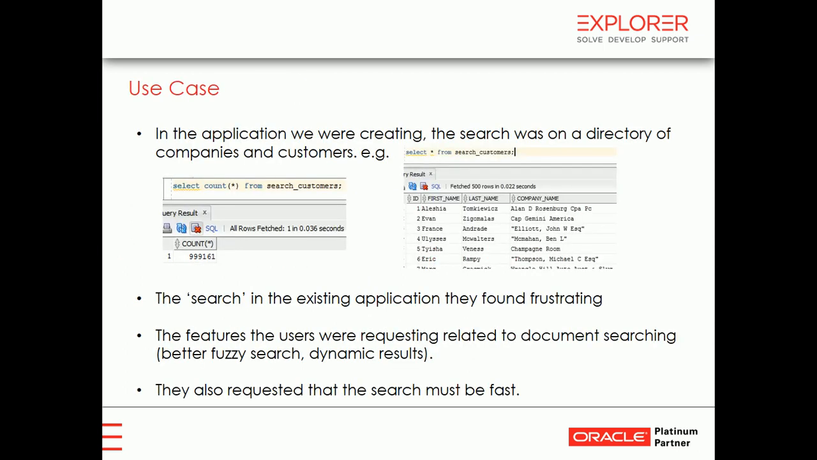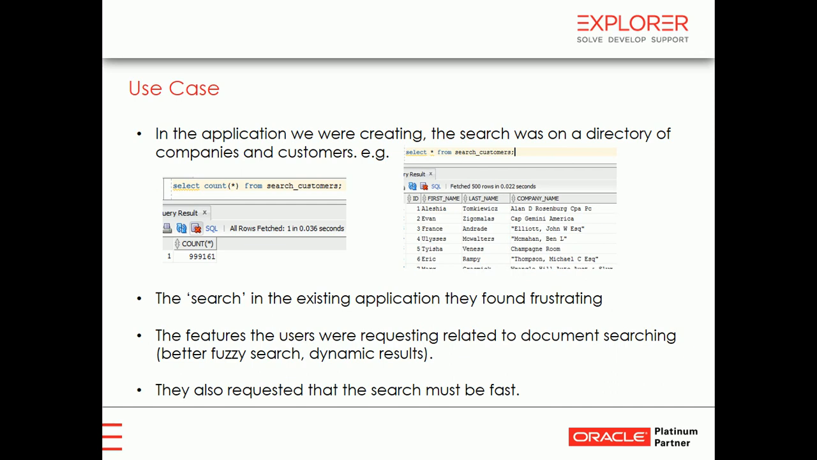The use case of why we started looking into search for our application was a very large directory of companies and customers, a contact management system. And the customer found the search in the existing application they had very frustrating. It was quite slow, and wasn't always bringing back the correct results that they wanted. So we sat down with them in order to define what they wanted from the search in their new application, and pretty much the first thing they said is make it like Google.